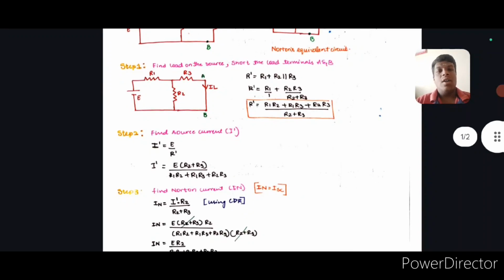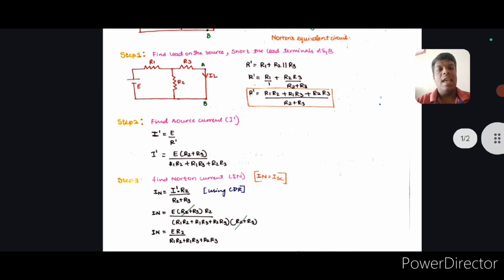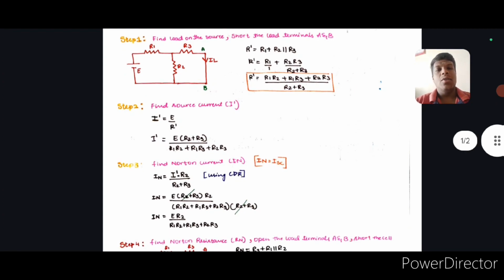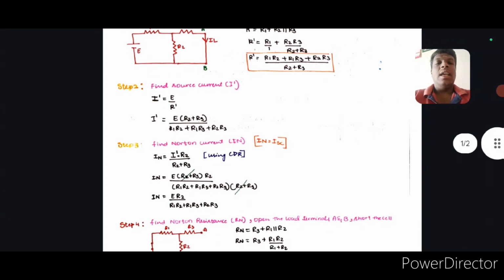To find the Norton's current IN, we can write it as ISC also, short circuit current, where IN is equal to I dash into R2 divided by R2 plus R3. This is done using the current division rule. We substitute the I dash value in this equation.